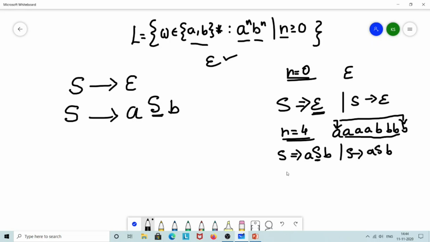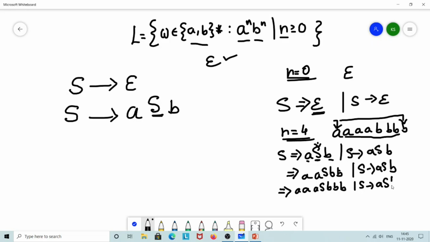So I can replace this S with again aSb, right? This is the a I've written here, and this S is rewritten as aSb, followed by this b. Which rule is applied? aSb. Again I have to evaluate that S to aSb. This is what I get if I apply the rule aSb. And one more time, these are the three a's I have, and this S is evaluated to aSb. So I get 4 a's, S, followed by 4 b's, right? The rule applied is S gives aSb.